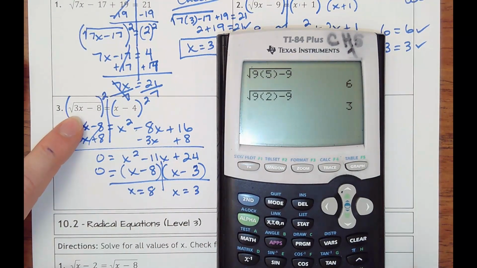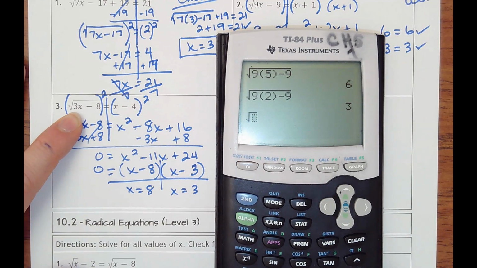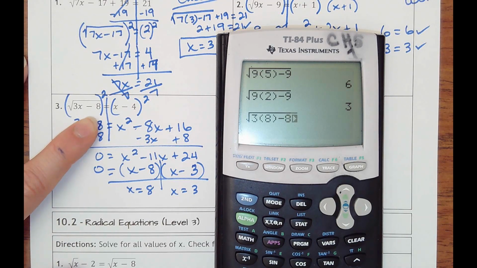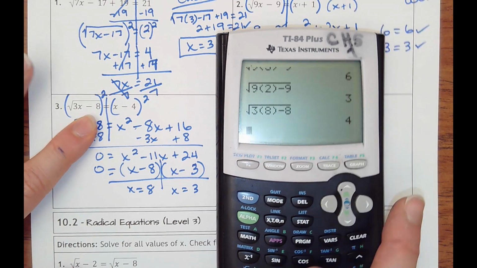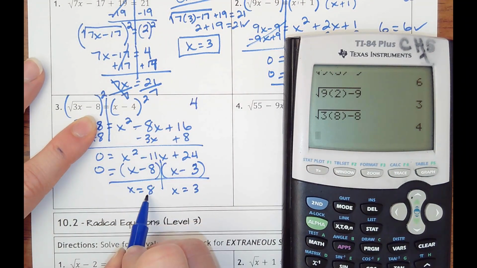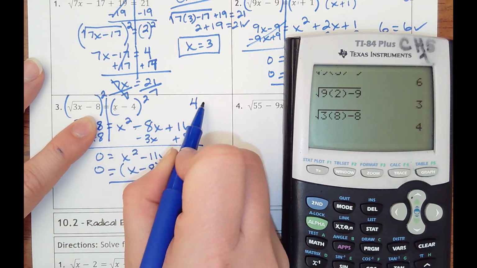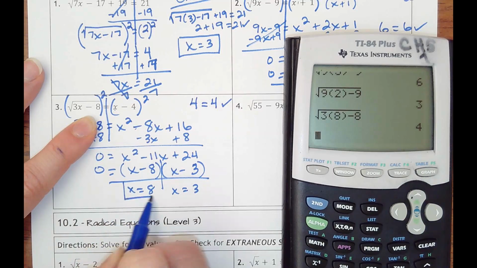So let's try it on this one. You're going to have the square root of 3 times, we're going to plug in 8, minus 8. That comes out to be 4. And if I plugged in 8 here, 8 minus 4 is also 4. So that one definitely works.